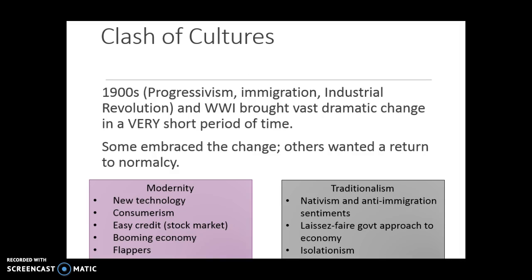1920s Clash of Cultures. It's really about this reactionary decade in some senses to this previous decade of very dramatic change in a short amount of time. Some adopted this modernity and others reacted against it, and we see a surge of nativism, anti-immigration, and isolationism, and fundamentalism and fundamental Christian beliefs.